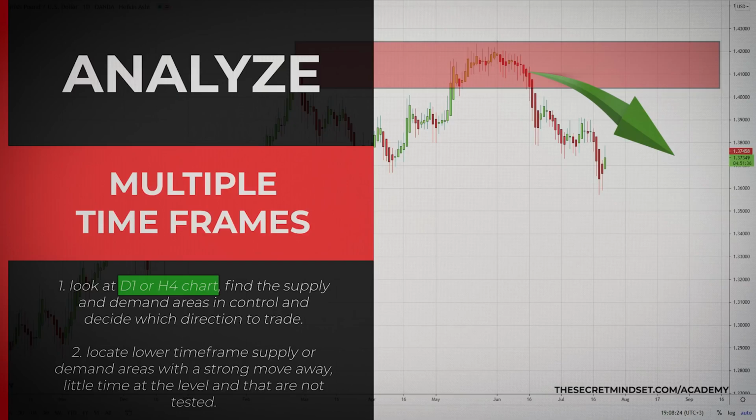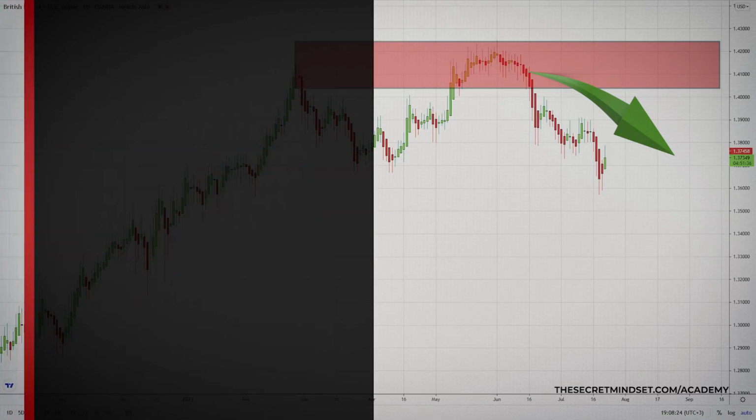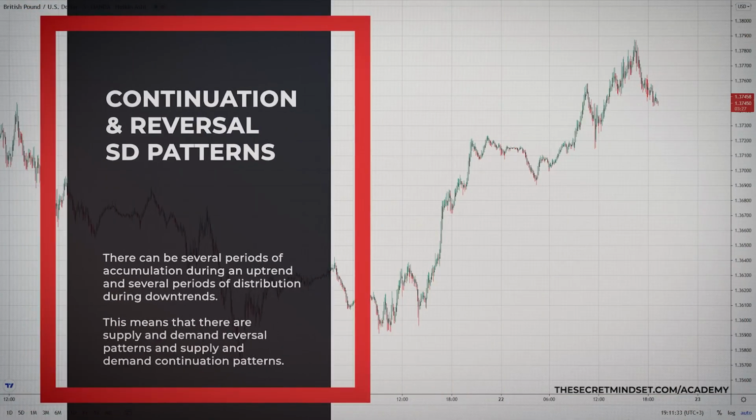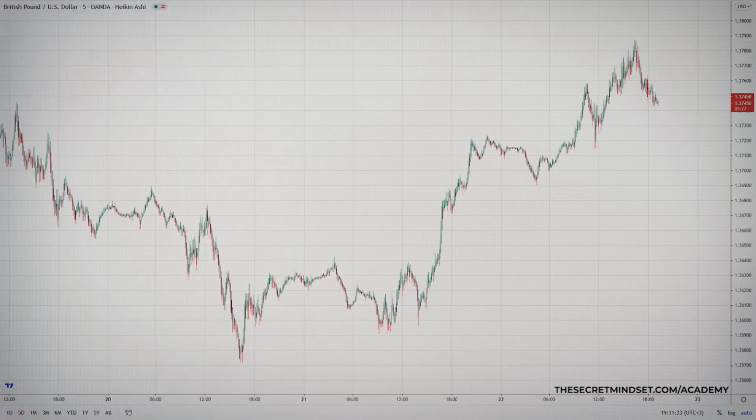Once you know what direction you want to go, locate lower time frame supply and demand areas with a strong move away, little time at the level, and also a fresh level. Now it's important to understand that there can be several periods of accumulation during an uptrend and several periods of distribution during downtrends. This means that there are supply and demand reversal patterns and supply and demand continuation patterns.